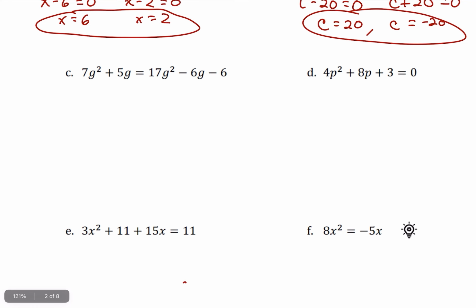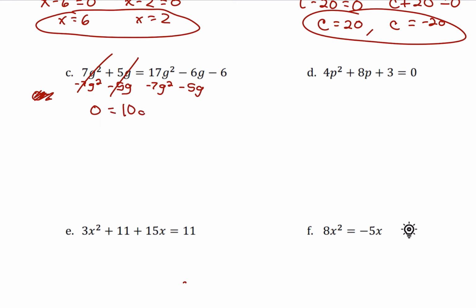All right, so I'm going to make the left-hand side equal to 0. So I'm going to do that by subtracting 7g squared from both sides and 5g from both sides. Okay, so the reason I know the left-hand side is equal to 0 is those cancel. So now I have 0 equals, and I'm going to rewrite that 0 right here. 0 equals 10g squared minus 11g minus 6.